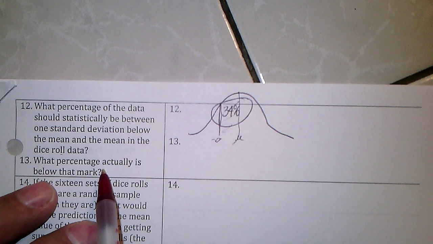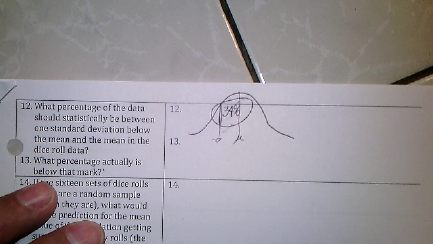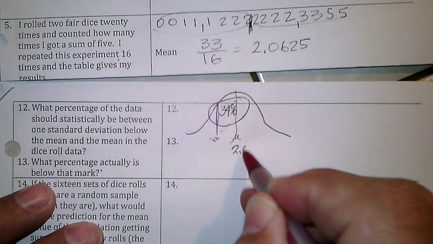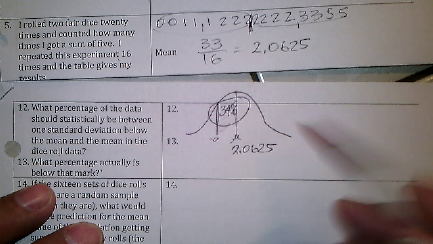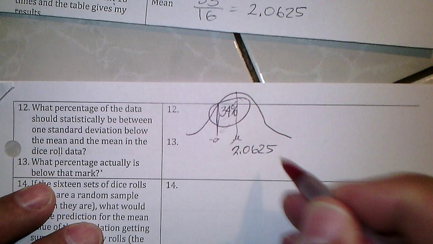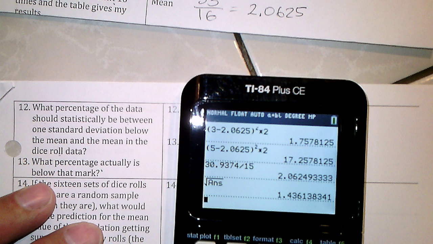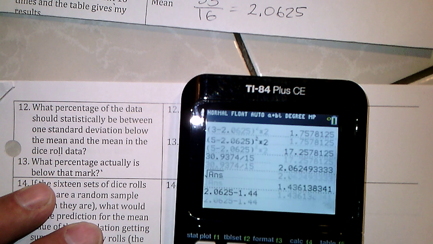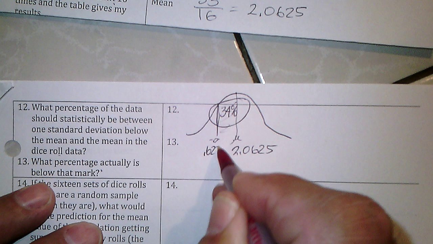13, what percent is actually there? Well, the mean was, what was that? The mean was 2.0625. The standard deviation was 1.44. So if I subtract 1.44 from that, 2.0625 minus 1.44, I get 0.6225.